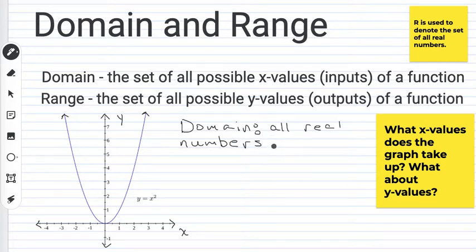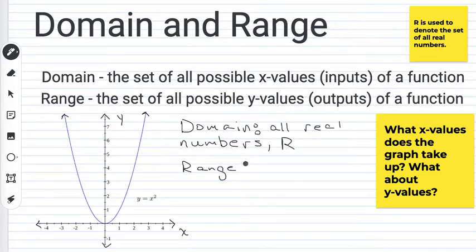And typically we write all real numbers. The same way of writing that would be R, capital R. R is used to denote the set of all real numbers. So R is going to stand for every single real number in existence. So if that's the domain, then now let's find the range.